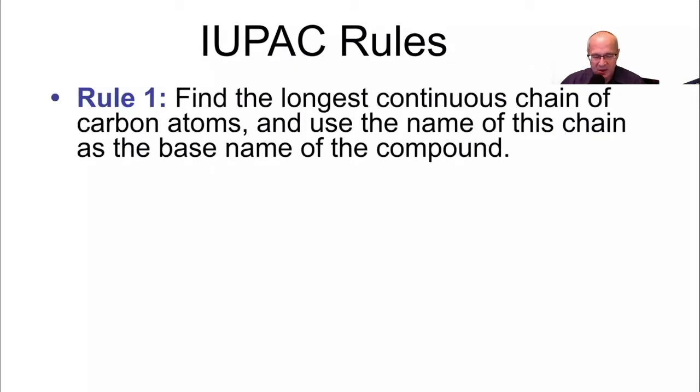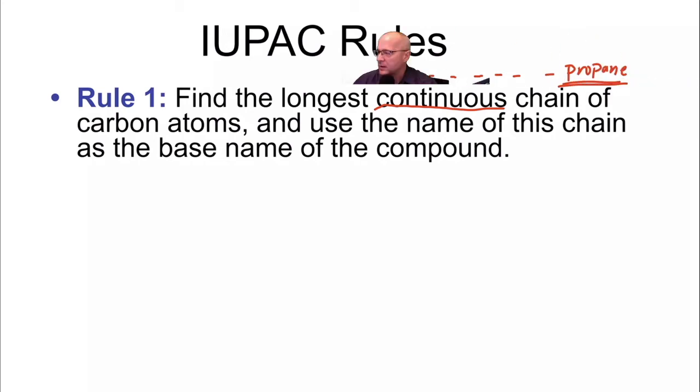First rule, find the longest continuous or unbroken chain of carbon atoms and use that chain's name as the base name for the molecule. So it's going to be something, something, something else, propane. So if the longest chain in your molecule is 3 carbons, let me get myself out of the way here. If the longest continuous chain was 3 carbons, you would name it this, that, the other thing, propane. That's the last thing you'll say.